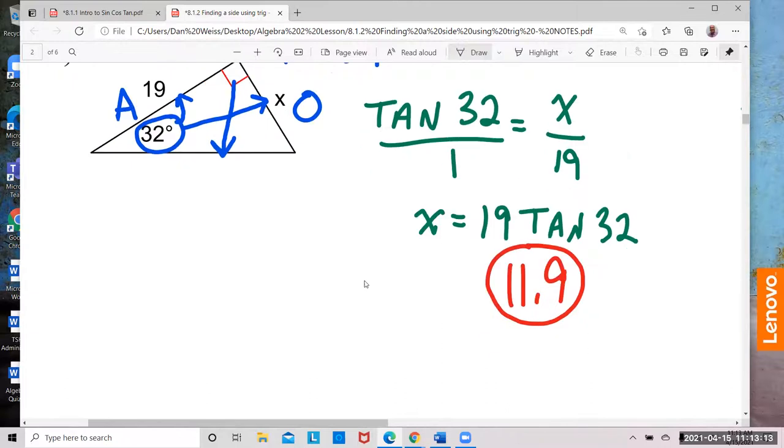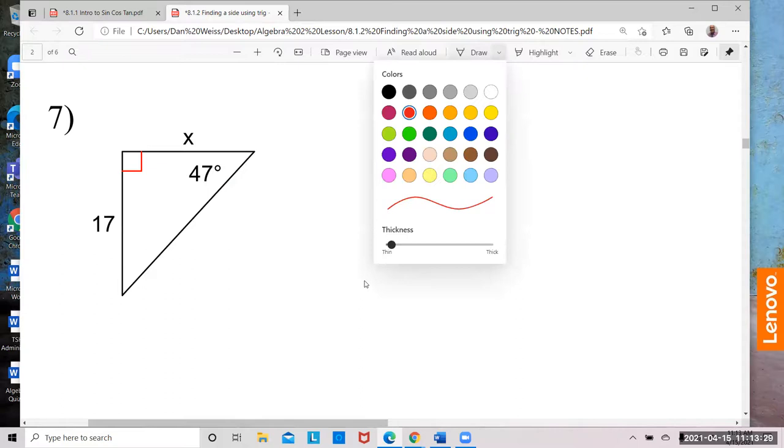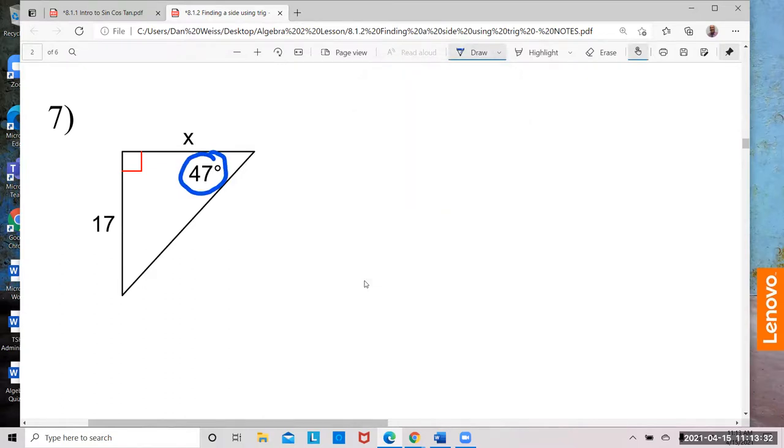Now, I want you to just tell me, what is 17, opposite, adjacent, or hypotenuse, using the 47? Adjacent. Do you agree that the 47 is made up of this side and this side? Is the 17 actually touching? Is it one of the sides that makes up the angle? No. The one side that doesn't make up the angle is always the opposite.